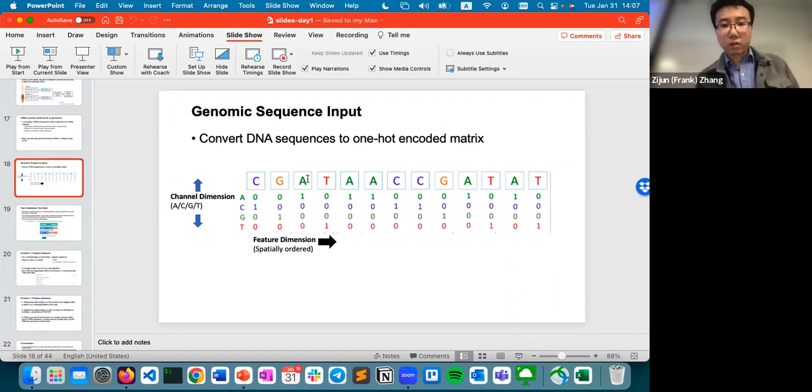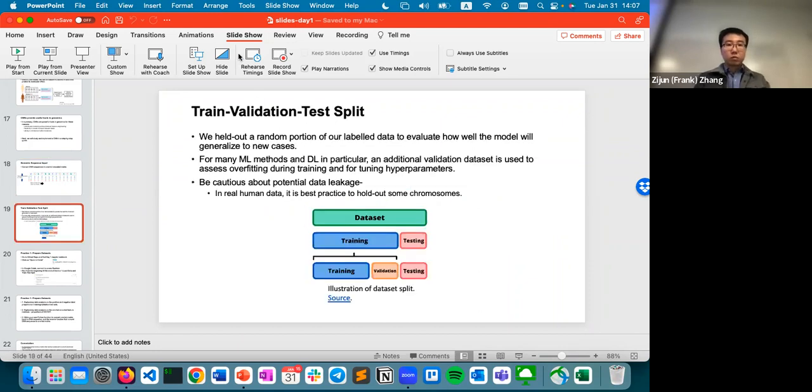So I see a question online to explain what is data leakage. So data leakage is actually pretty simple. If you think about it, the reason why we hold out some data as testing data is we want to evaluate how our model performs on this unseen data, right? Something that has never been seen by the model during the training process.